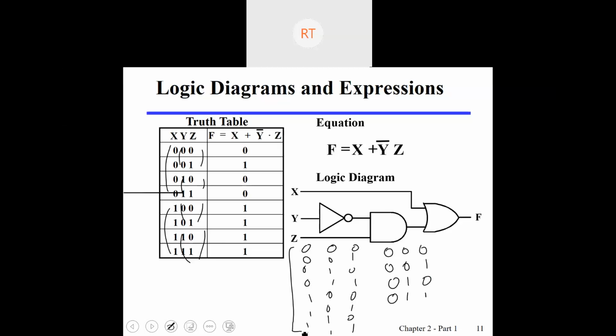Okay? Any question, guys? Did you understand how to fill the truth table?